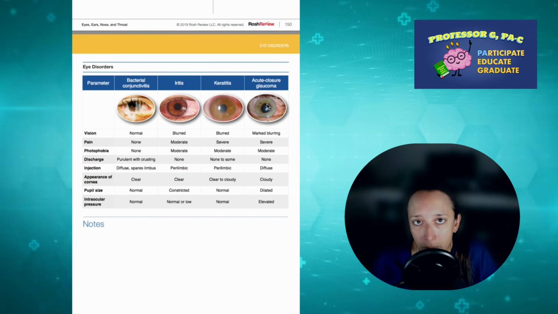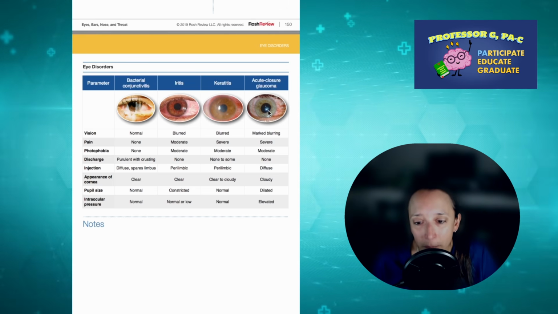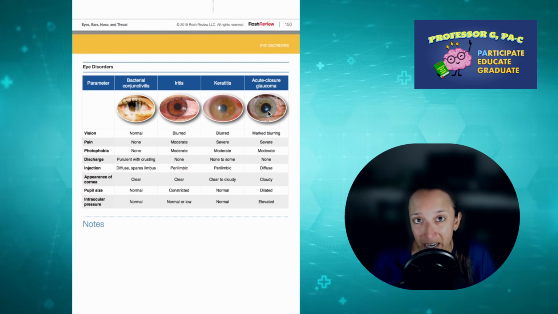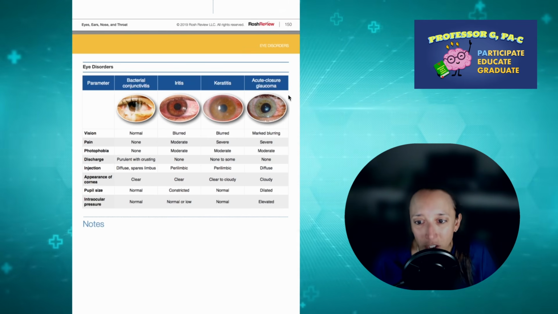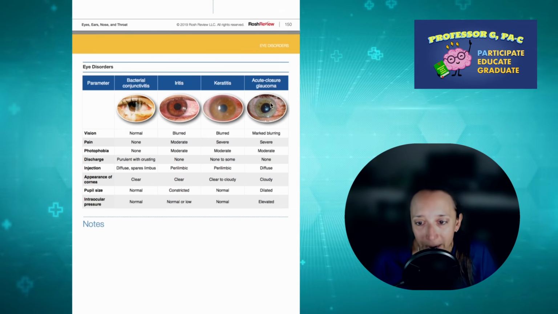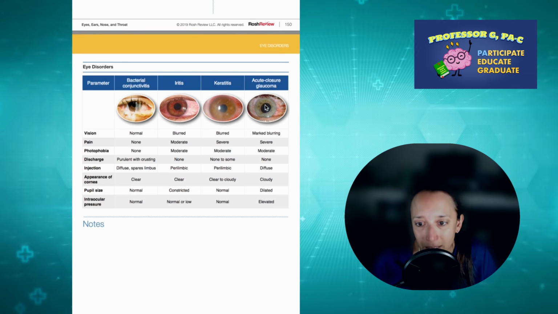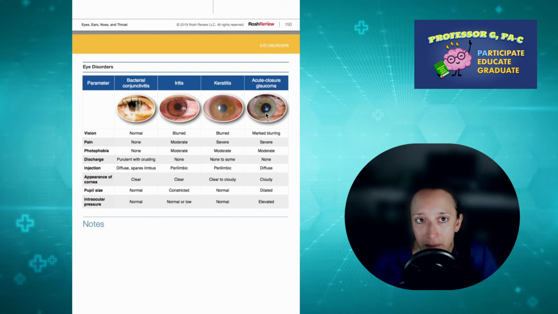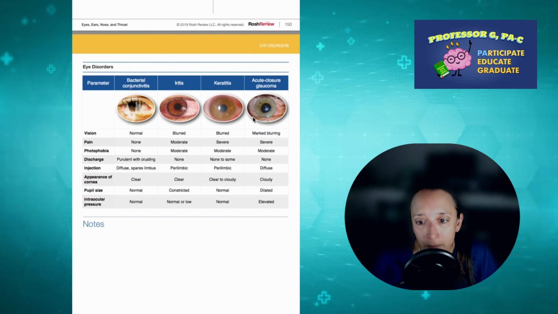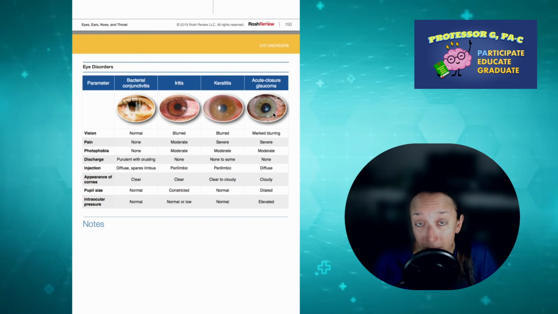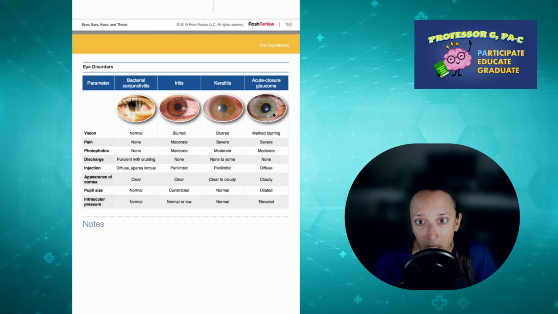But they're going to have marked blurred vision and severe pain to the point where they have a headache, nausea, and vomiting associated with it. They'll also have some photophobia, and they'll have no discharge. The injection of the eye will be diffuse. They might have a cloudy cornea and a dilated or mid-sized pupil that's fixed. It doesn't react very well to light, and their eye pressures are going to be markedly elevated, above 40 usually.